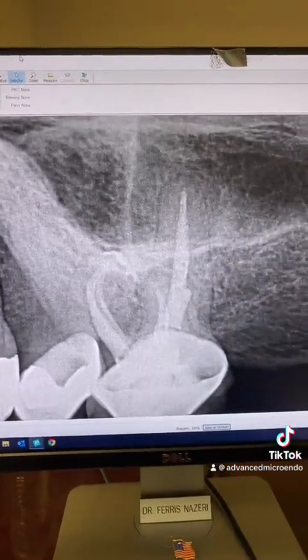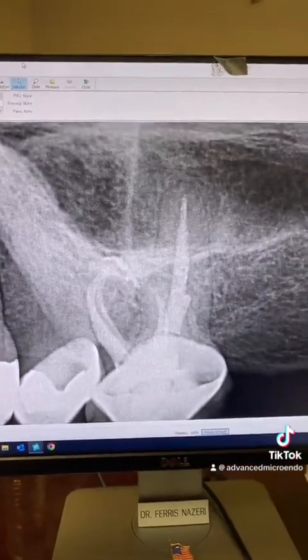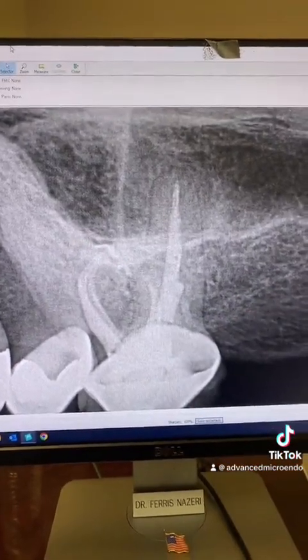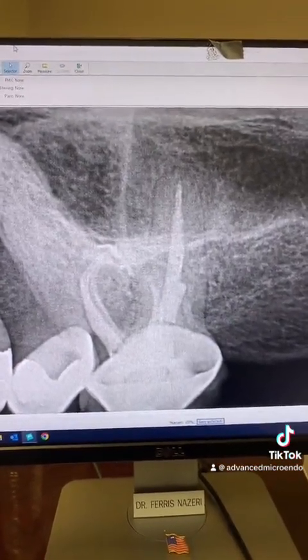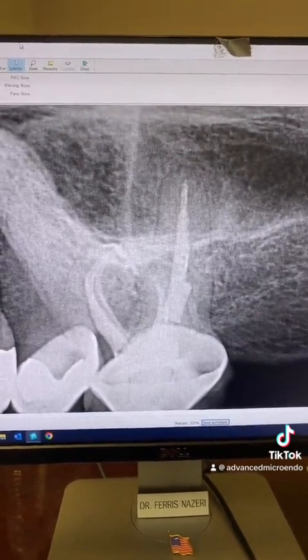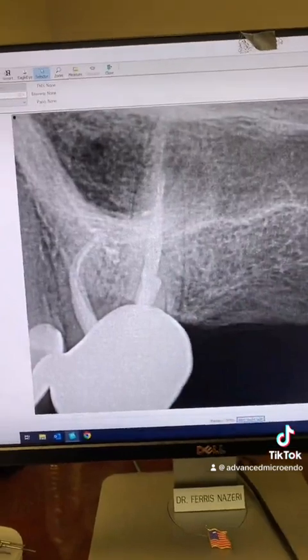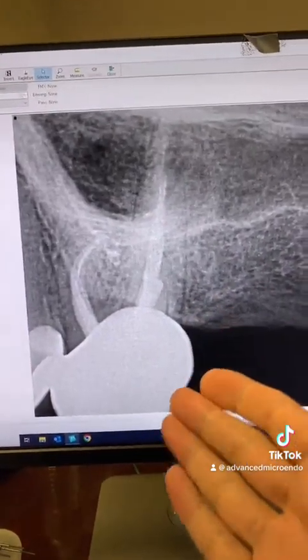And let me show you the 14 months post-op. I did this again in one appointment, no intracanal medicaments of any sort, one appointment, endodontic retreatment. And this was yesterday, 14 months post-op of tooth number 14.